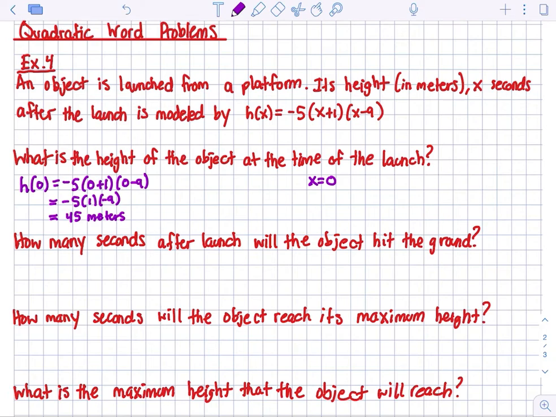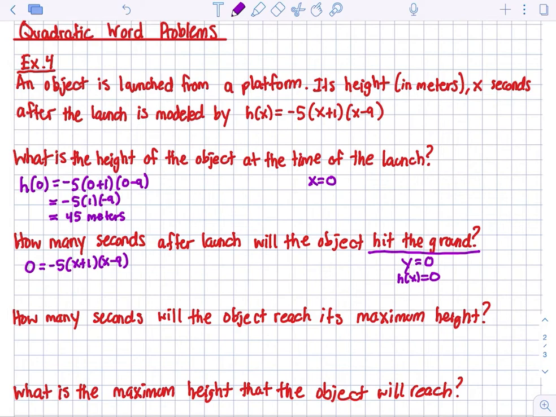So it says how many seconds after the launch will the object hit the ground? Well, when it hits the ground, you guys, what is the height of the object? That's when your y value is 0, right? Because ground level is a height of 0. So we have to plug in 0 for our h of x. These two mean the same thing: y is equal to 0 and h of x is equal to 0. So using your equation, set h of x equal to 0, and now we can solve for our x.